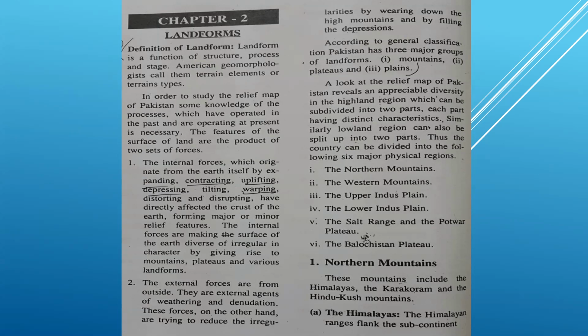The Himalaya mountains. First of all, the Himalayan range flanks the subcontinent on the north, stretching like a bow from the Indus on the west to the Brahmaputra, a river in the east, for a distance of about 2400 kilometers. These comprise a series of ranges in Pakistan as mentioned below.